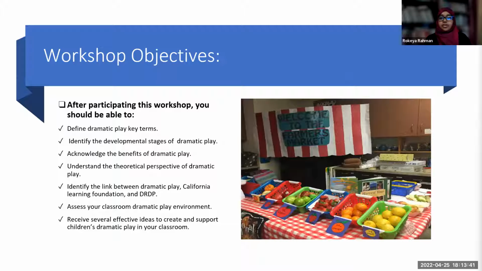So we're going to move on, and Nancy will lead the discussion. Nancy: Yeah, so again, thank you for joining us this evening, and we're going to review the workshop's objectives. For today's objectives, we'll be defining dramatic play and the key terms, the importance of it, identifying the developmental stages of dramatic play, acknowledging the benefits of dramatic play, as well as developing an understanding of the perspective of dramatic play.